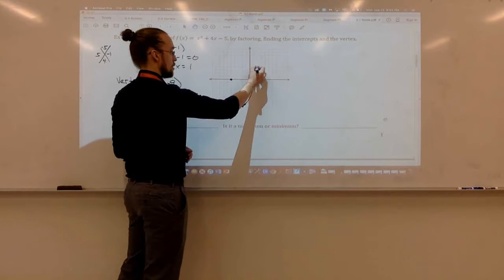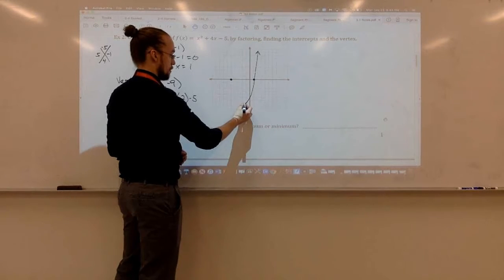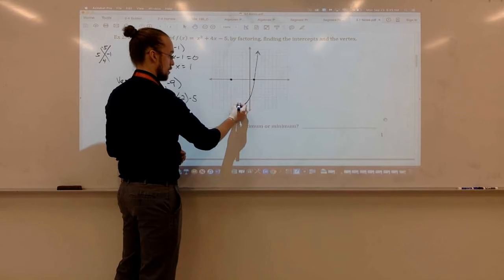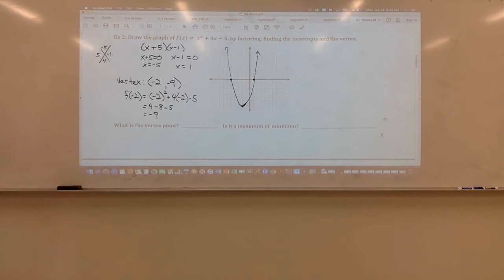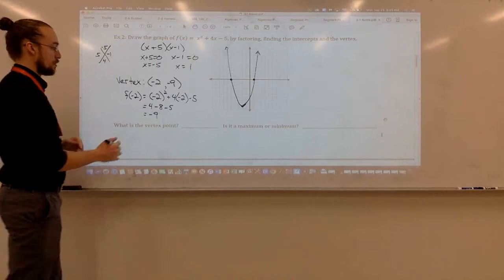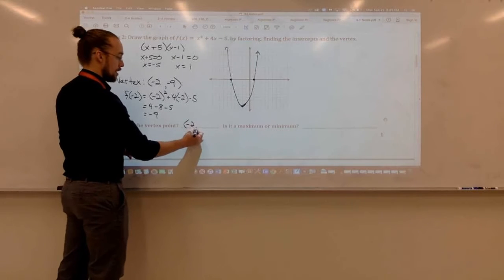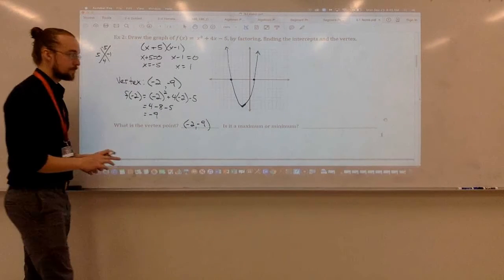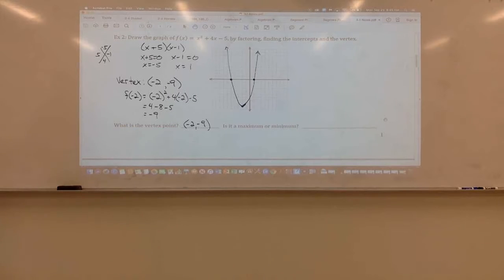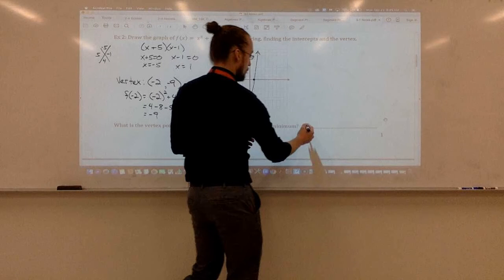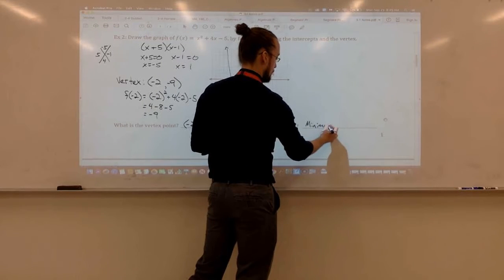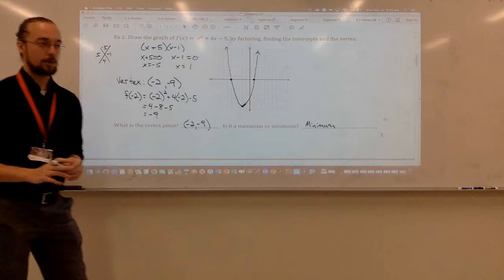So my parabola will look something like this. We found the vertex to be -2, -9. Now, this time, is that a minimum or a maximum? Minimum. Our parabola is facing up. So that's a minimum point.